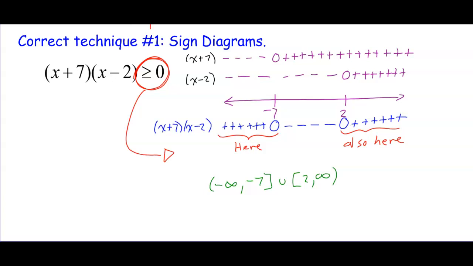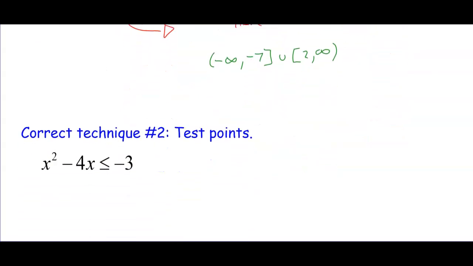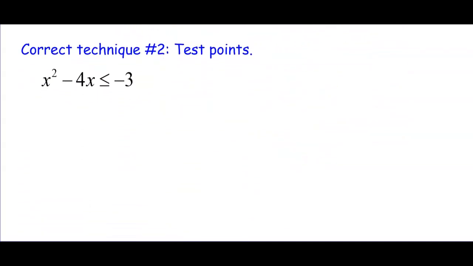Now, some people don't like these sign diagrams. They feel that they're too abstract, that they require too much generalized thinking about what happens if you plug in all sorts of numbers all at the same time. So there is an alternative. This alternative technique is called test points, and in order to do test points, you also need to have the problem set up the same way we had the previous problem set up.